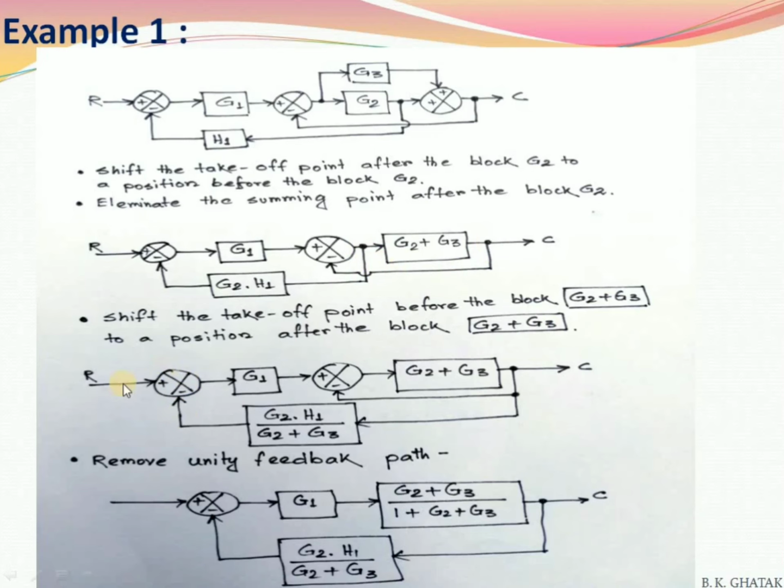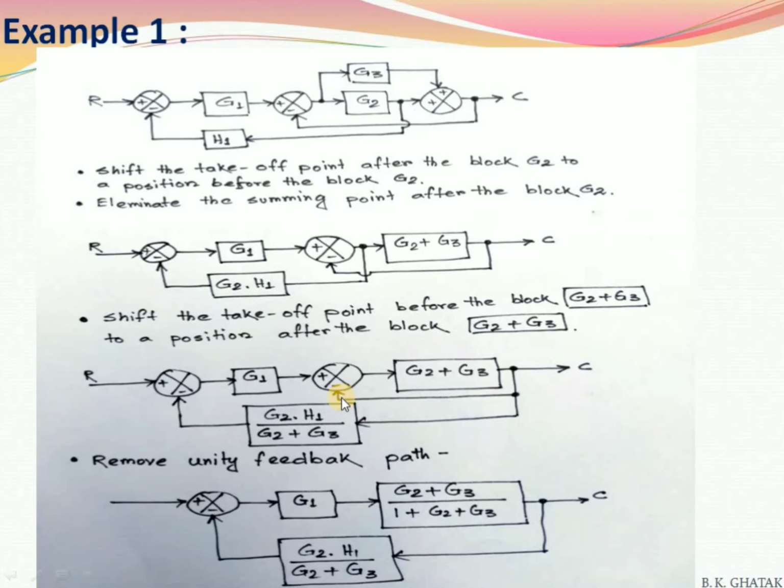Now redraw the figure again. So R, summing point, G1, another summing point, and then a block G2 plus G3. Then the two takeoff points are merged together. One is fed as unity feedback and another to a block where G2 into H1 by G2 plus G3. Clear? So we have to suppress the value of this one. So here G2 into H1 by G2 plus G3. Clear? Now next, remove the unity feedback path. Clear? Remove this unity feedback path.